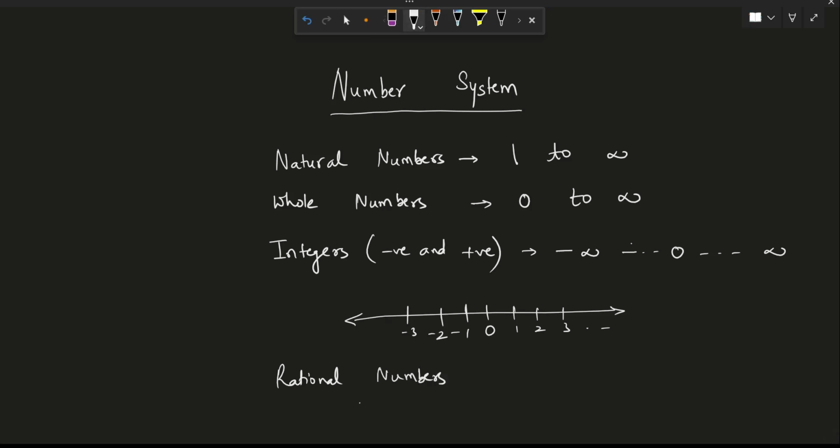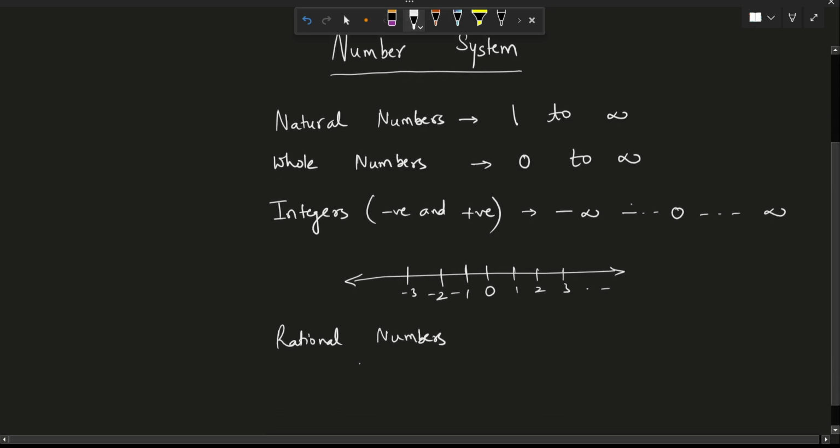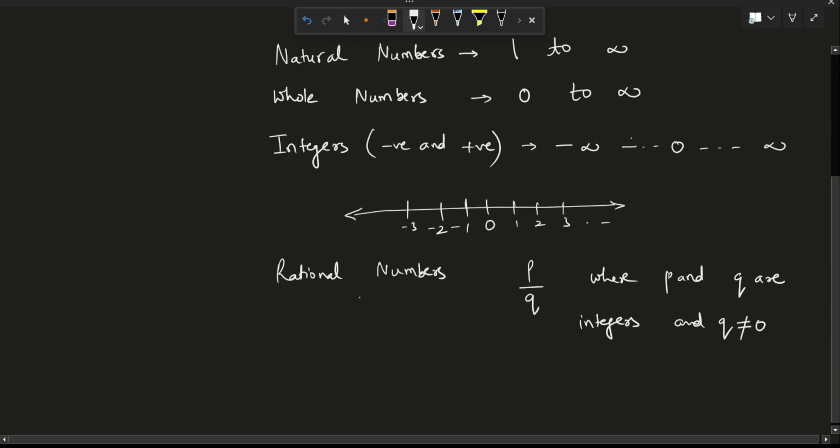What exactly are rational numbers, if you all remember? A number of the form p by q, where p and q are integers and q cannot be equal to 0. Any number of the form p by q where p and q are integers and q is not 0 is a rational number. So my rational number can be minus 1 by 2, 7 by 8. They are all rational numbers. Negative rational numbers, positive rational numbers. This is all about rational numbers.